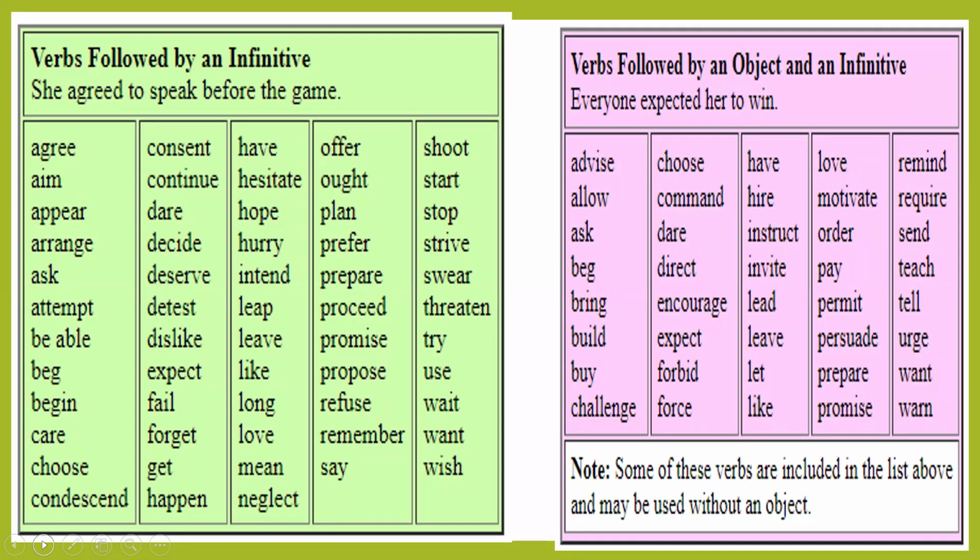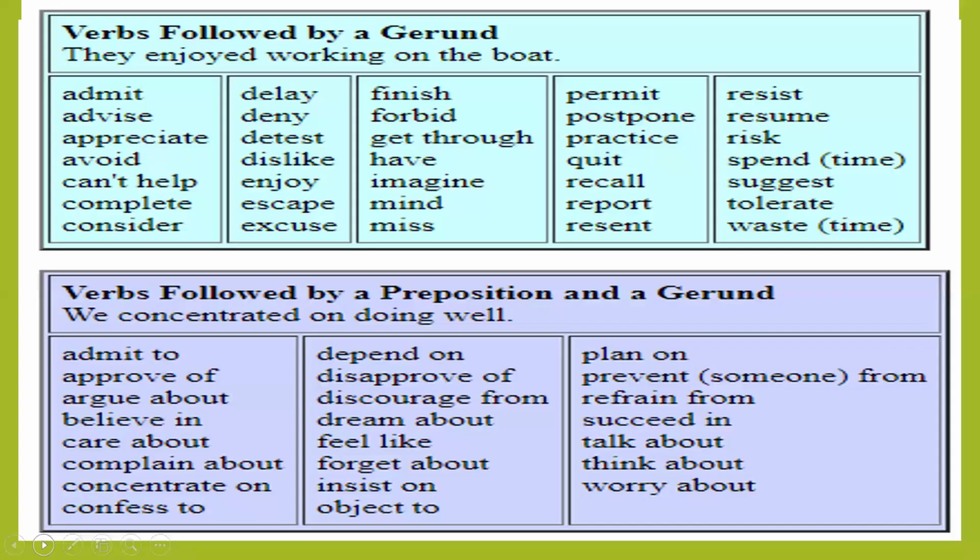A few verbs are followed by an object and an infinitive, so they always carry an object also. "Everyone expected her to win." "Expected" is the verb, "her" is the object, and "to win" is the infinitive. So these are the list of a few verbs which are followed by an object and an infinitive. Some of the verbs included in the list above may be used without an object. In this list, a few verbs may be used without an object.